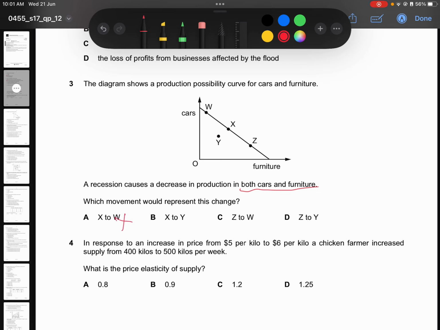X to Y. Now in X to Y, when we take it towards the axis, we know that when we move from X to Y, the production of both has decreased as per the question. So hence B, X to Y, is correct.